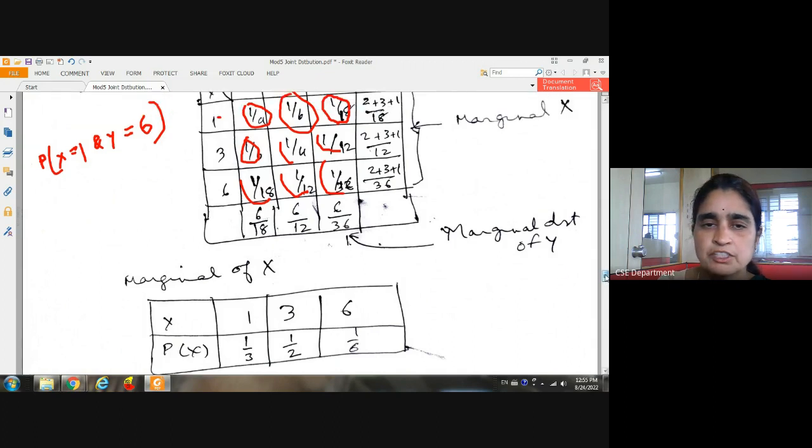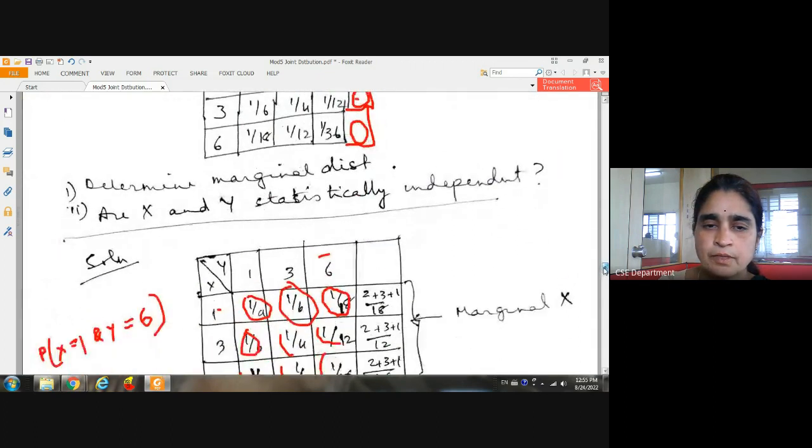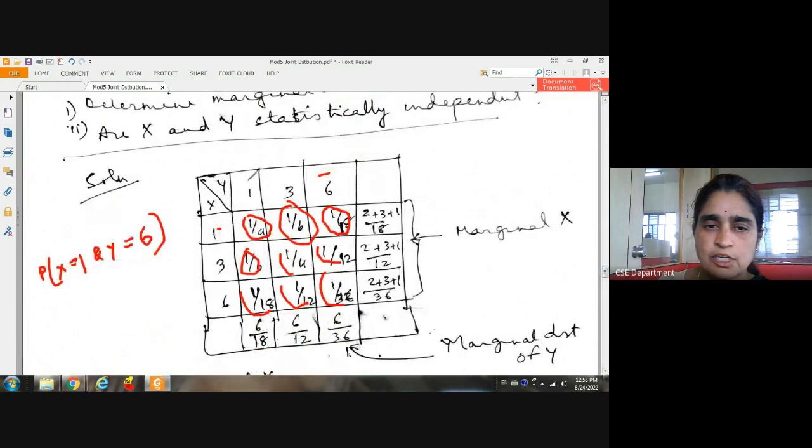Now how to find marginal distribution of y? So y can take values 1, 3 and 6. Probability y equal to 1 we find: this cell plus this cell plus this cell. These three cells' values add up to 6 by 18. Similarly y equal to 3, how do you get? You add this cell, this cell, this cell, add these values, 6 by 12.